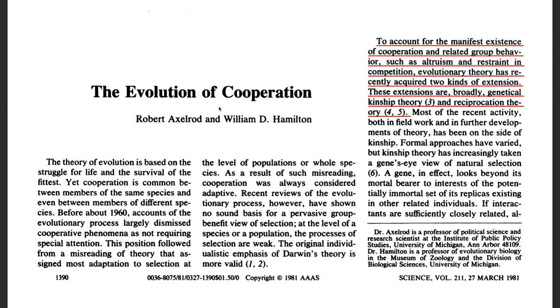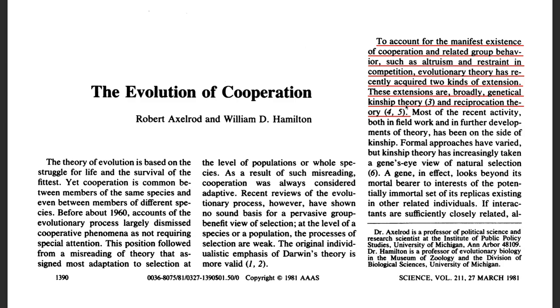To account for the manifest existence of cooperation and related group behavior, such as altruism and restraint in competition, evolutionary theory has recently acquired two kinds of extension. These extensions are broadly genetical kinship theory. This is what we just mentioned. Do you have a question? And reciprocation theory. That's the main point of this paper, the reciprocation.